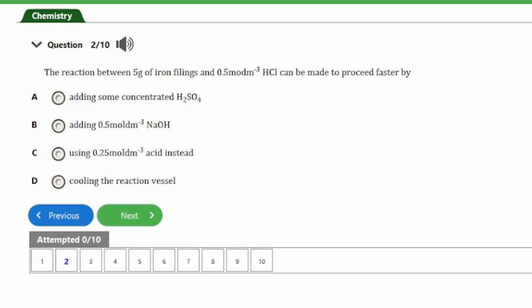Question number 2. It says the reaction between 5 grams of iron filings and 0.5 moles per dm cube can be made to proceed faster by A, adding some concentrated tetroxosulfate, B, adding 0.5 moles per dm cube of sodium hydroxide, C, using 0.25 moles per dm cube of acid instead, and D, cooling the reaction vessel. So guys, the answer to this question will be option A here.